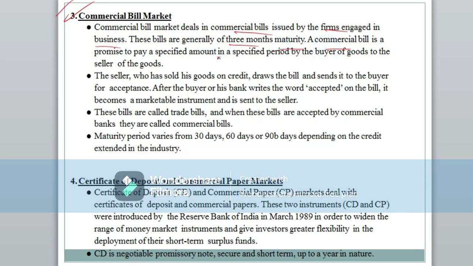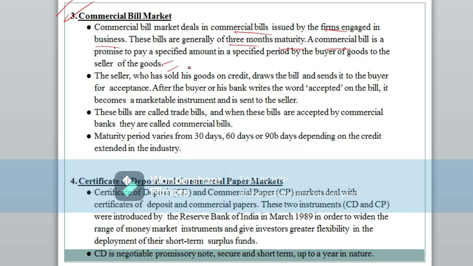A commercial bill is a promise to pay a specified amount in a specific period for goods bought from the seller. The seller who has sold his goods on credit draws the bill and sends it to the buyer for acceptance. After the buyer or a bank writes the word accepted on the bill, it becomes accountable and a marketable instrument, and it is sent back to the seller. So these bills are called trade bills.